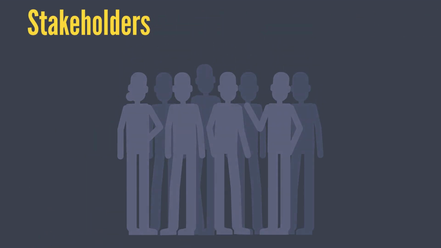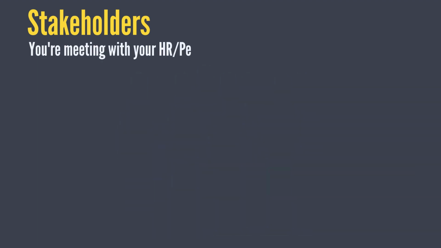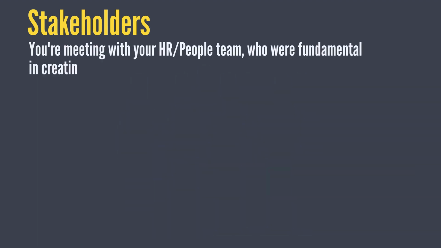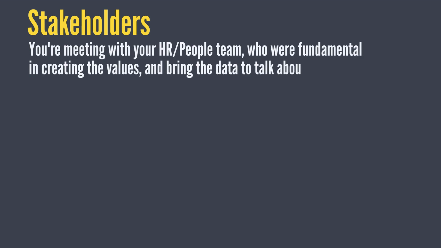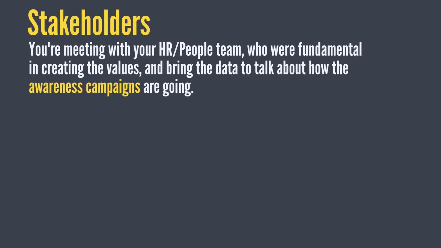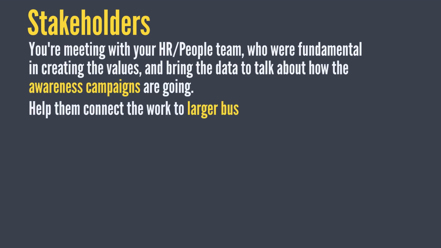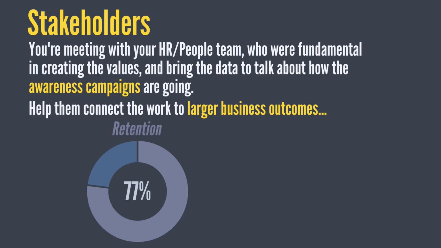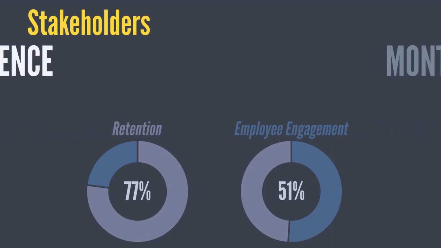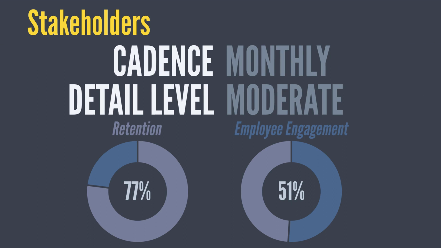When it comes to stakeholders, let's say you're meeting with your HR people team, who are fundamental in creating the values, and bring the data to talk about how the awareness campaigns are going. You help them connect the work to the larger business outcomes, like retention and employee engagement. Your cadence should be monthly, and they'll want a moderate level of detail specifically on the campaigns you partnered with them on.